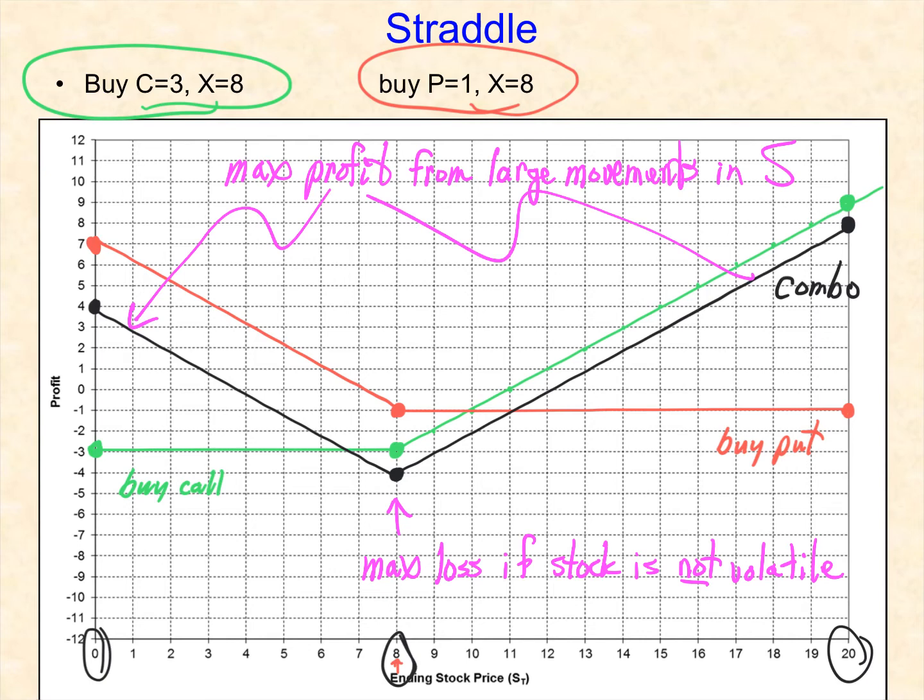We can spot the break-even points. Those occur when our stock price, or rather our profit, is 0. So we have one break-even point here around $4, and another break-even point over here around $12. So for any stock price between 4 and 12, we lose money on the straddle. On the other hand, if the stock falls below 4 or rises above 12, then we make money with our straddle. So again, we're betting on a large movement or lots of volatility in that stock price.